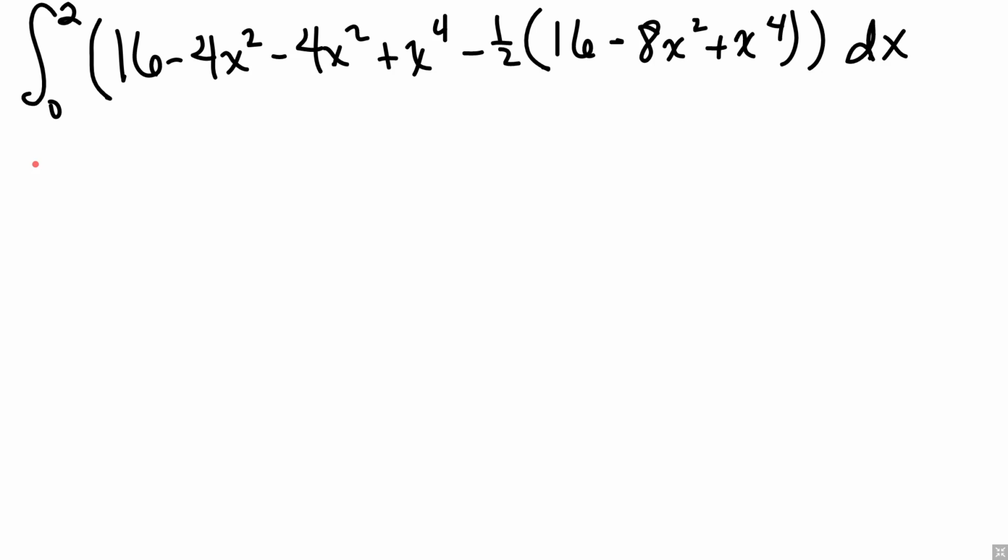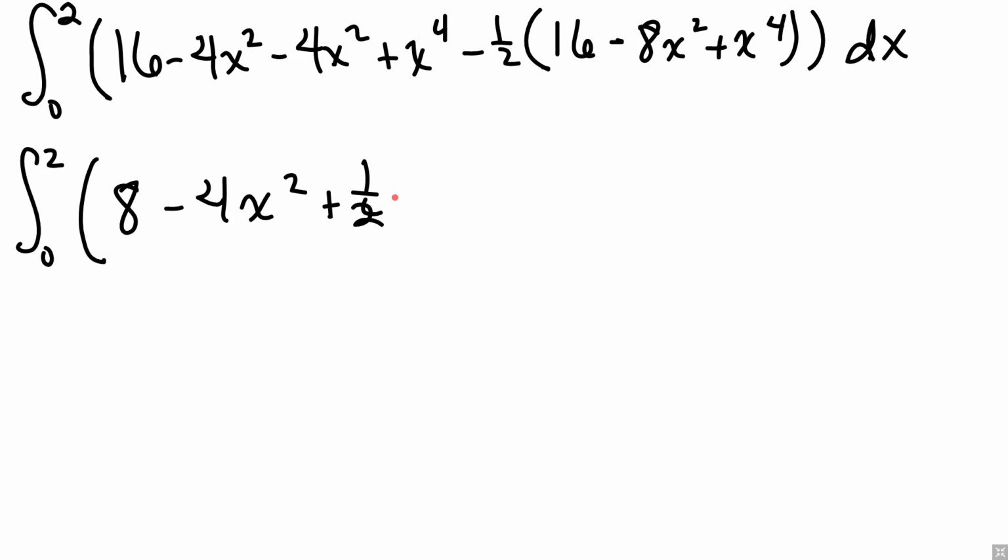Okay, so I'm going to combine like terms. I'm going to end up with 16 minus 8, which is 8. I've got negative 8x squared plus 4x squared, which is a negative 4x squared. And finally, I'm going to have 1x to the fourth minus 1/2 x to the fourth, which is a positive 1/2 x to the fourth, dx.